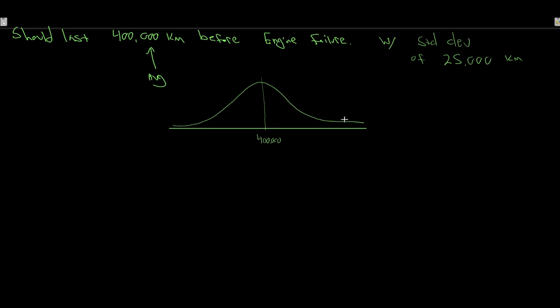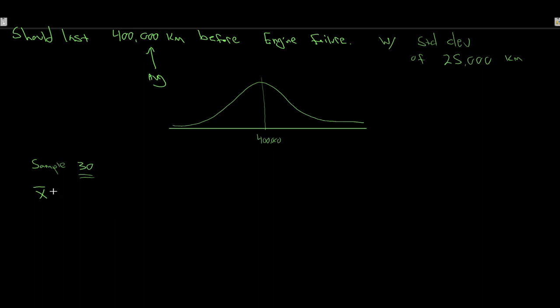We want to test this, right? We want to test how true this is. Is this manufacturer's claim legitimate, or are they just really pumping up that their engines are really well built and last a long time? Well, in order to test this, we want to pull out a sample. So we pull out a sample, and let's say we pull out a sample of 30, right? And by pulling out a sample of 30, we can figure out our sample average, and we can determine the likelihood of the manufacturer's claims.